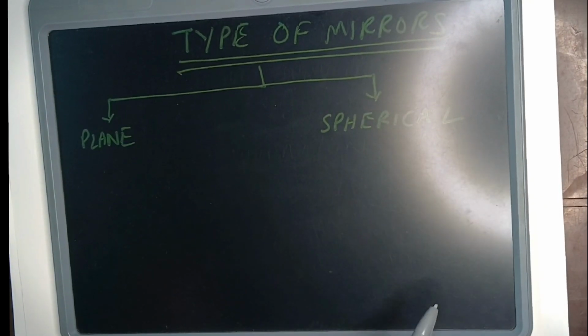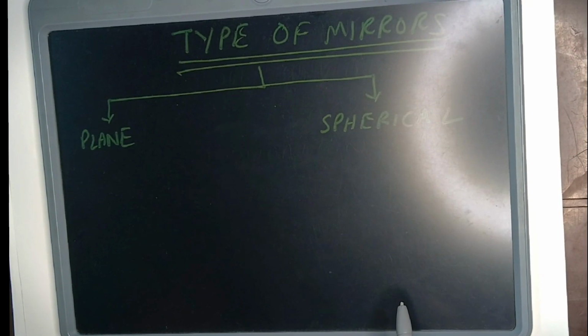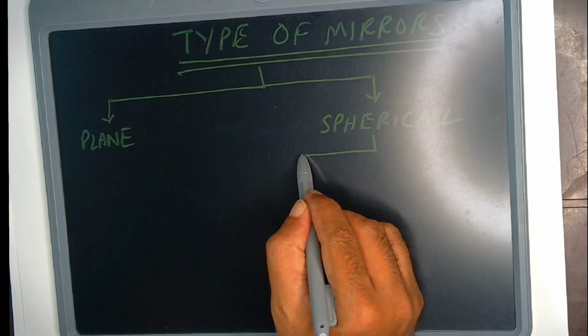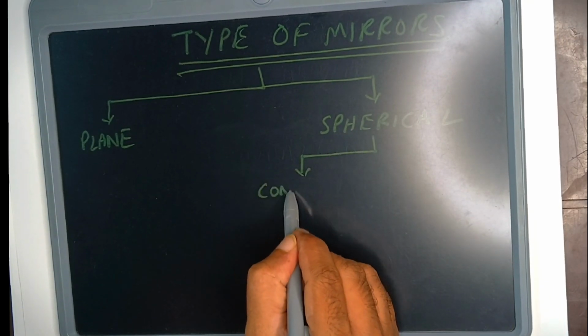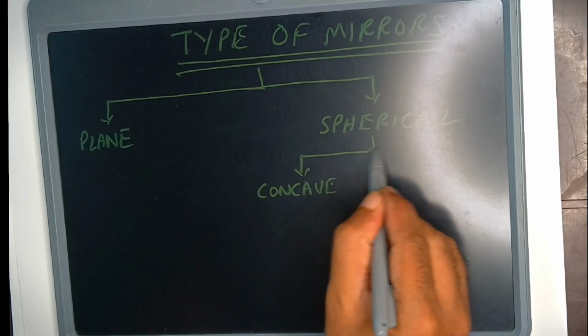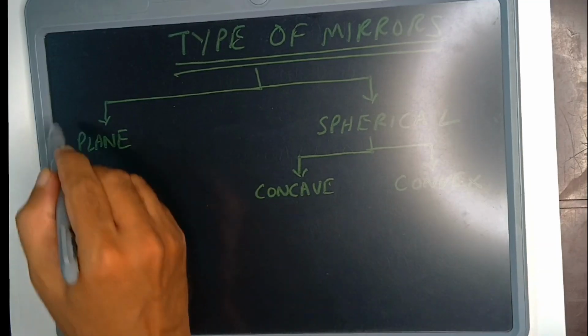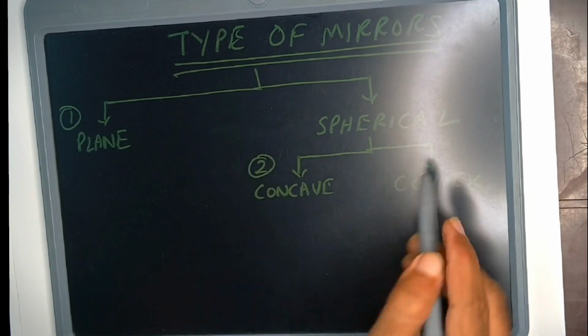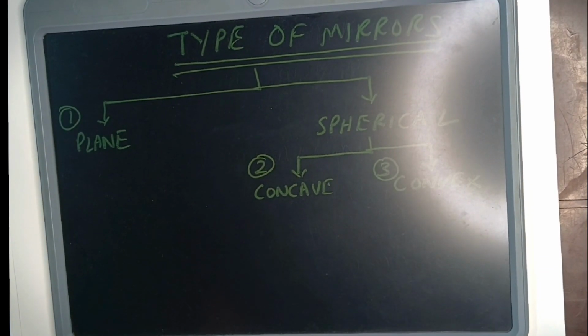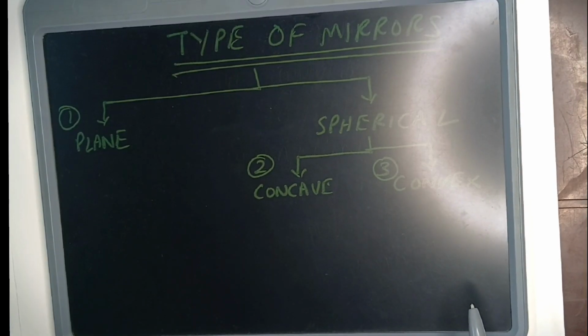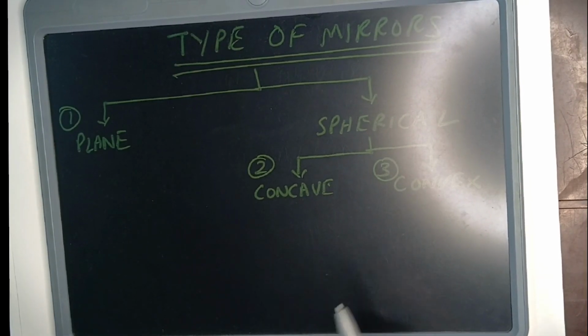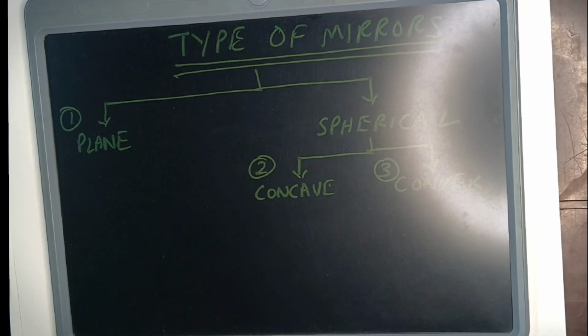So under spherical, what are the types of mirrors you encountered? Concave mirrors, and convex mirror. So basically you have three types of mirrors that we are going to study. We are going to study each of these mirrors in slight depth. We are going to see what type of image is formed and where the image is actually being formed. So let us take the plane mirror first.